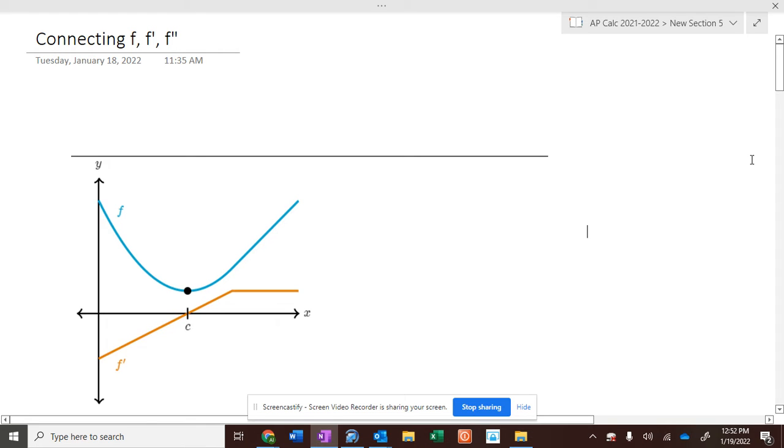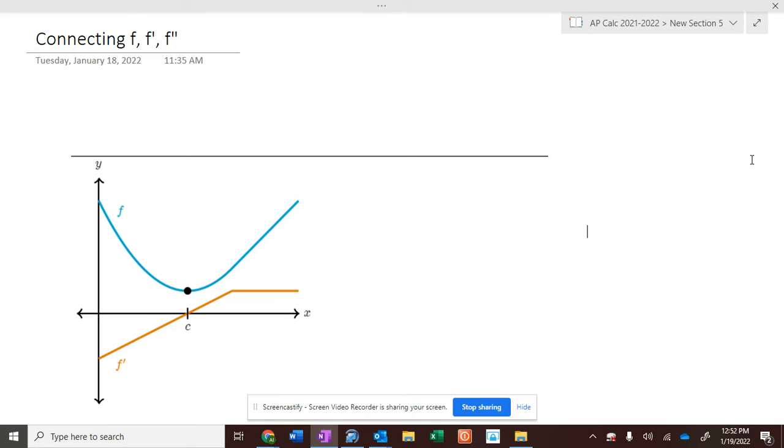Connecting a function with its first derivative and second derivative. Okay. What does the first derivative tell us? The slope. What does the second derivative tell us? Concavity. So, here's the function. Here's the first derivative.